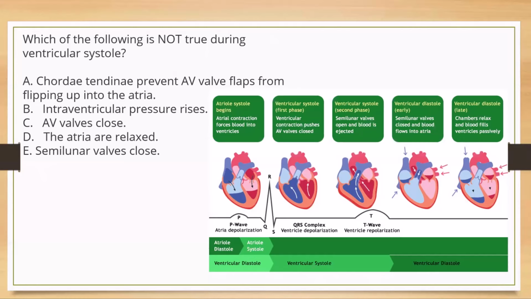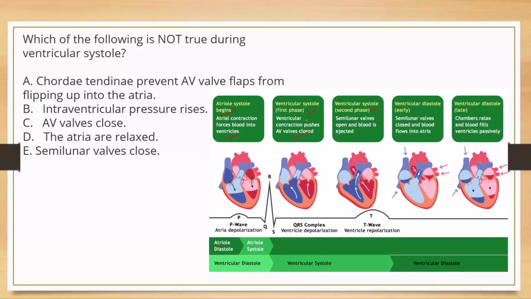During the cardiac cycle, one of the phases is what we call the atrial systole, when the atria begin to contract. That atrial contraction forces the blood to move into the ventricles. Then we have the ventricular systole. We have the first phase and the second phase. During the first phase, there is ventricular contraction, which will push the AV valve to close.